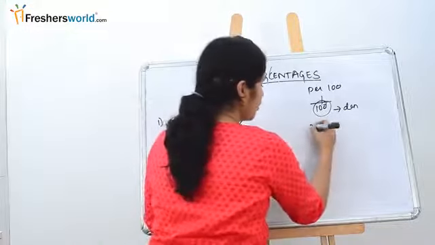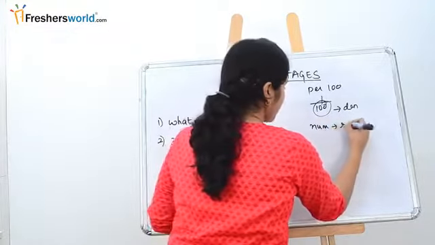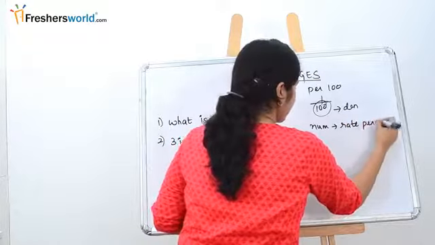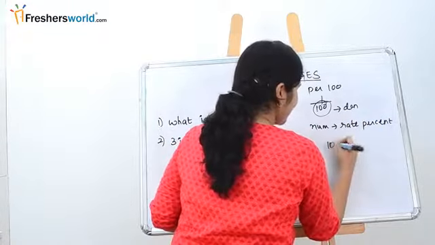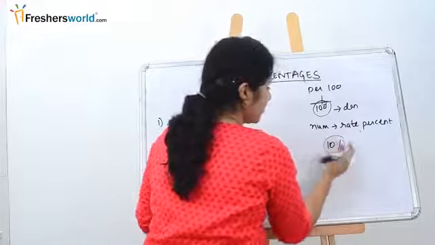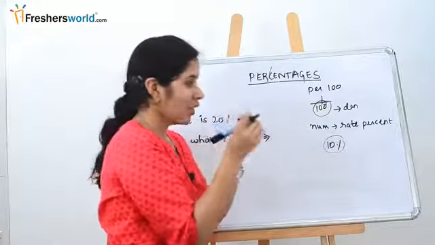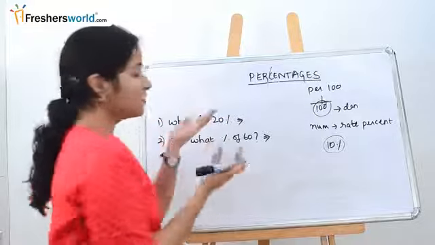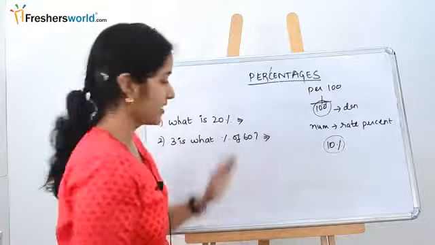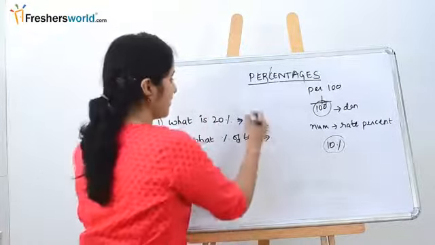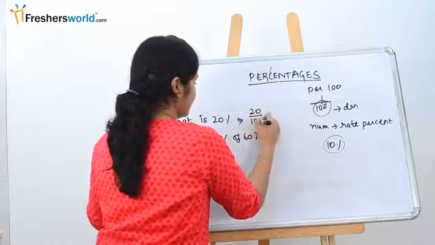So what do you call the numerator here? The numerator, we call it rate percent. That's why if you get something like 10% or 20%, this is always your numerator. Let's solve a couple of small problems. What is 20%? Just now we discussed, 20% is nothing but 20 by 100.